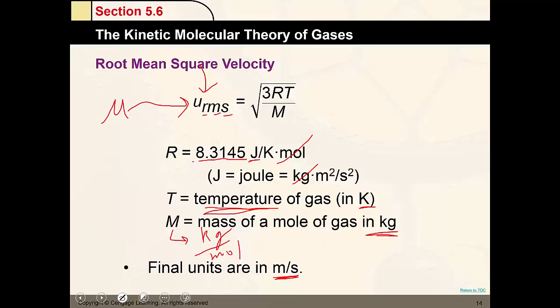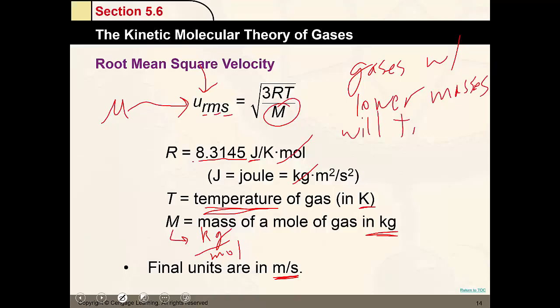So what this means qualitatively is, if you look, molar mass here is in the denominator, so gases with lower molar masses will travel faster at the same temperature than gases with higher molar masses. The reason for that, there's more frequent collisions.